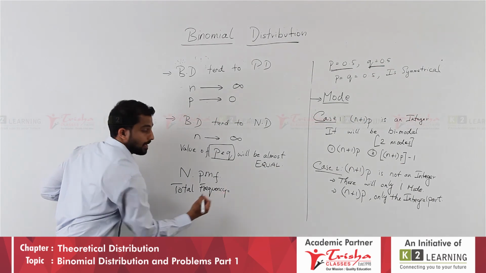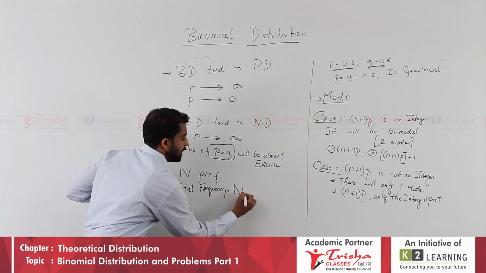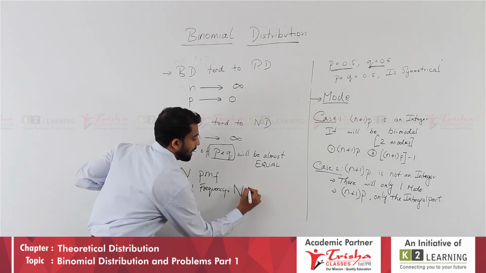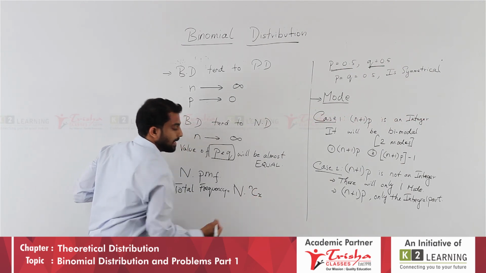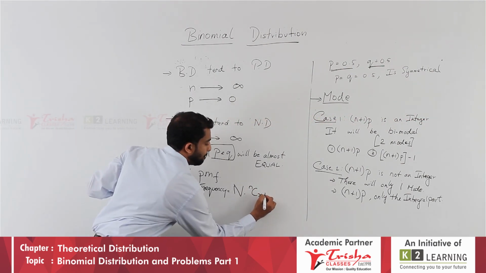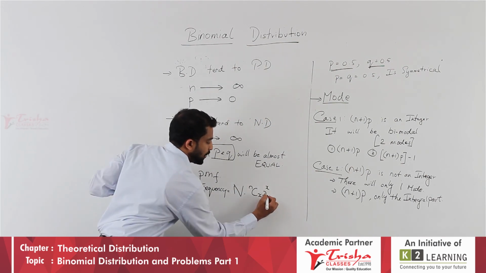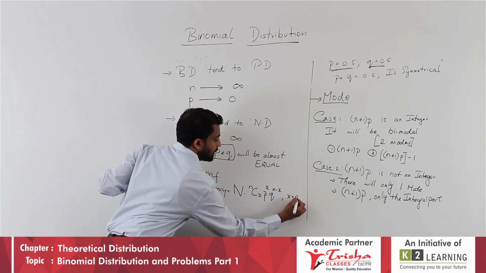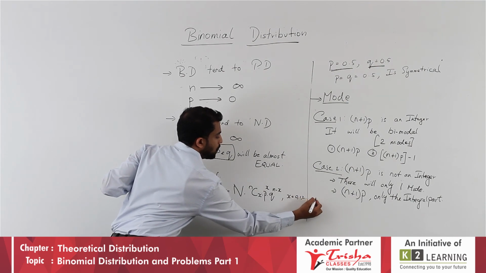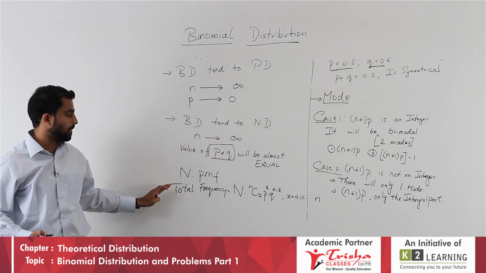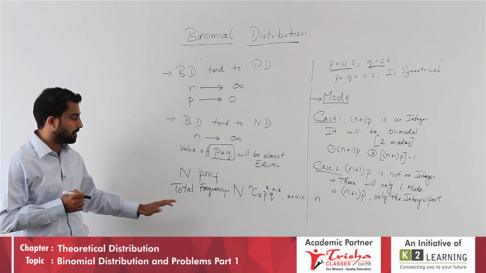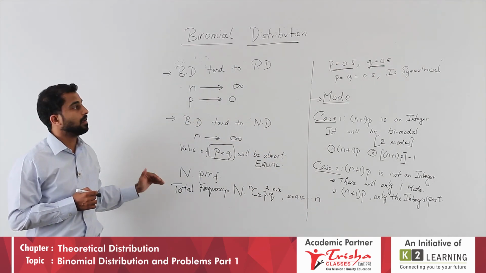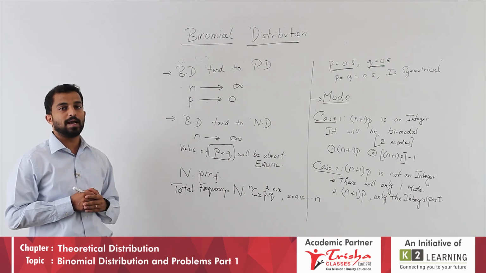can be given by N into the PMF of binomial distribution, which is small n C x into p to the power x into q to the power n minus x, where x is equal to 0, 1, 2 up to n. This is the total frequency whenever it is asked. This is the way to find it out. Okay students, so these were all the properties of binomial distribution. Let us look into a few problems on binomial distribution.